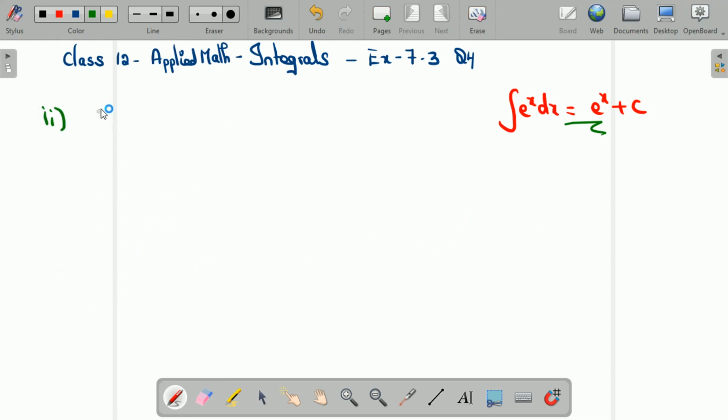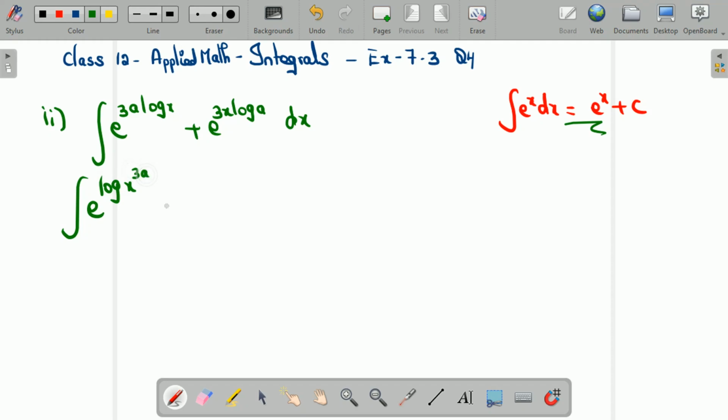This is integral of e power 3a log x plus e power 3x log a dx. So first let's apply logarithmic properties before we start to apply the integration. So the integration can be rewritten as e power log x the whole power 3a plus e power log a the whole power of 3x dx. Now we know that e power log of something means I can strike out the e and log. So this will be reduced to integral x power 3a dx.